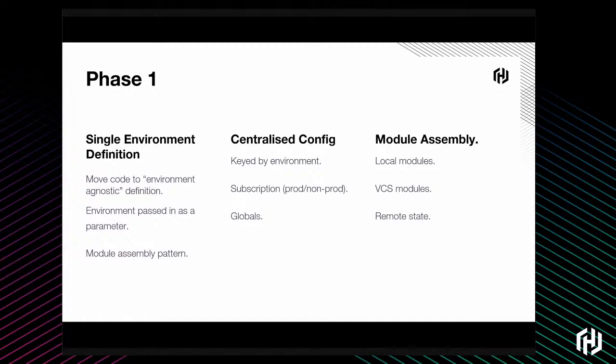The environment is passed in as a parameter. So you'll use the word dev or test or prod to basically switch through your different configuration definitions. And they will switch you through prod or non-prod at the higher level as well. And you make heavy use of the module assembly pattern to cut down on the amount of replication. You have that centralized config that I talked about that's keyed by environment, keyed by subscription, and unchanging globals, regardless of what piece you're building.